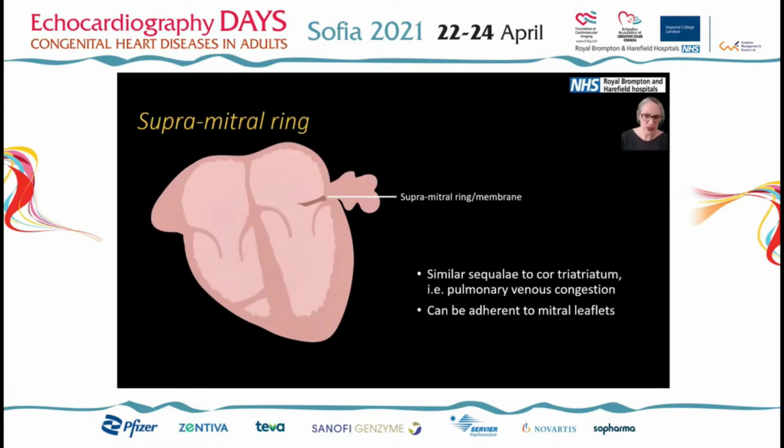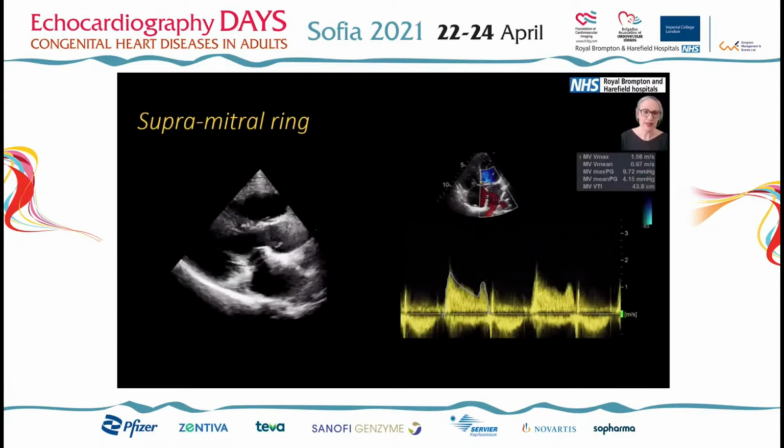The terms are sort of interchangeable. So similar sequelae, we get that pulmonary venous congestion, backup of pressure into the lungs. The membrane can adhere to the mitral leaflets, and so that can cause further valvular damage. Here's an example in a parasternal long axis view.